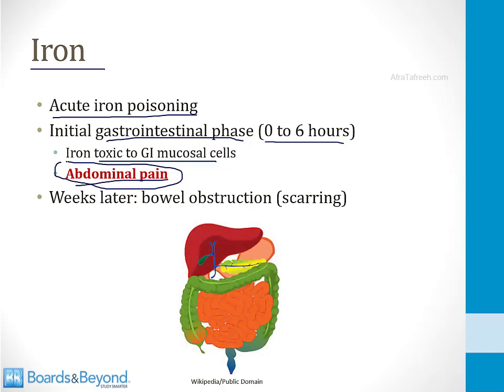And if you remember that iron is toxic to GI mucosal cells and causes abdominal pain, you can answer board questions about what the potential long-term outcomes will be from iron poisoning. That's going to be bowel obstruction. Patients with severe iron poisoning can develop a bowel obstruction from scarring weeks later after the ingestion of iron, and that's because there is scar tissue that is formed where the GI mucosal cells have been damaged in the intestines.